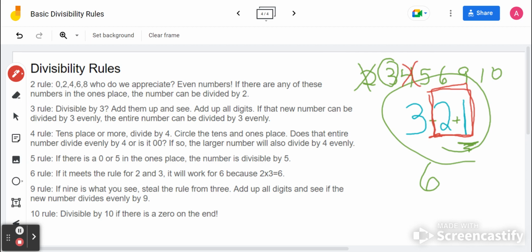5 rule. If there's a 0 or a 5 in the ones place, the number is divisible by 5. So we check out our ones place again, and it is 1. It is not 0 or 5, so this number is not divisible by 5.